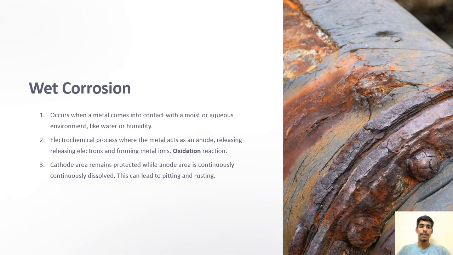First shows that wet corrosion is when metal is corroded as it comes into contact with water or humidity. Second, an oxidation reaction takes place, and electrochemical processes are where metal acts as anode. Then the cathode area remains protected while the anode area is continuously dissolved.